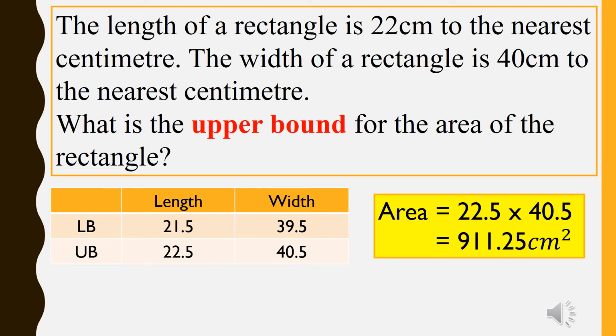We apply the same concept to calculate the width as well. The lower bound for the width will be 39.5 and the upper bound will be 40.5. In order to calculate the area, we pick the right lower or upper bound. We will be taking both upper bounds for the length and the width. So the area will be 22.5, the upper bound length, times 40.5, the upper bound width. So the answer will be 911.25.